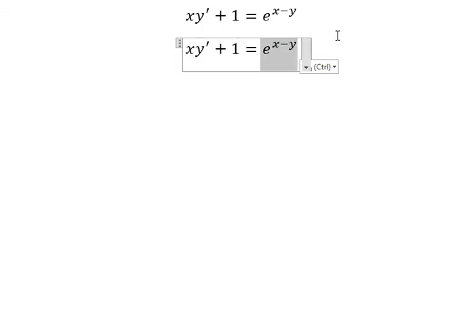Hello everybody. So today I want to talk about calculus. The topic today is about differential equations. So now I want to show you how to answer. So for this one we have the formula in here.